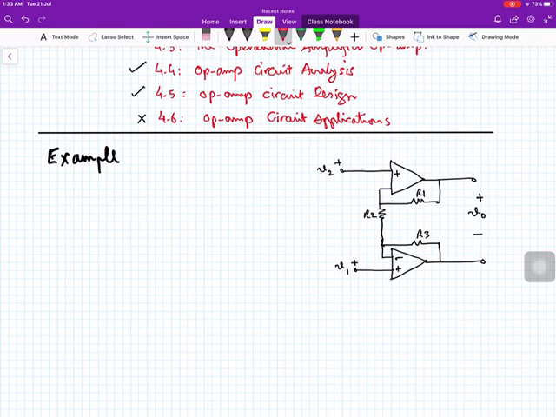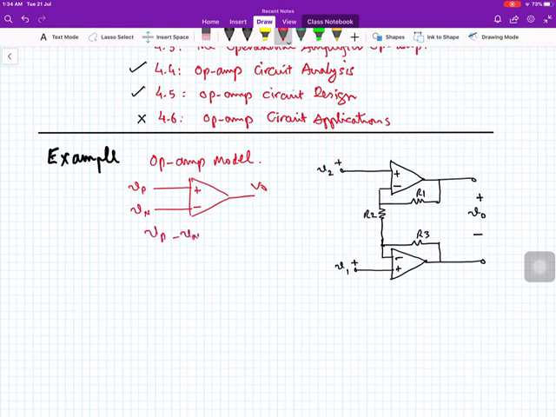In the op-amp model we are following, this is VO, and the non-inverting input and inverting input, let us call them VP and VN. What was our assumption? VP minus VN is equal to 0. It means that VP is equal to VN.